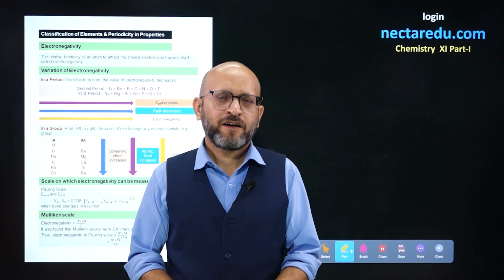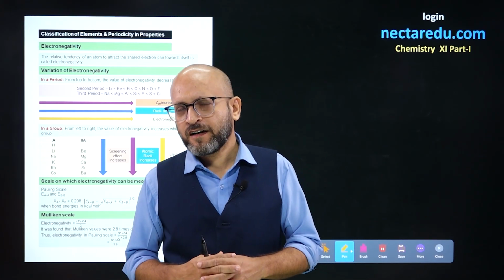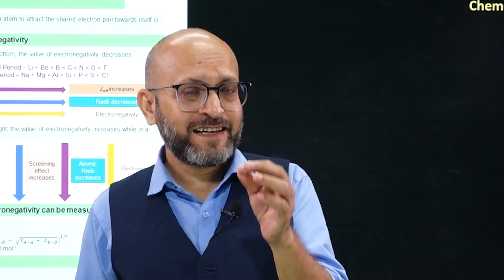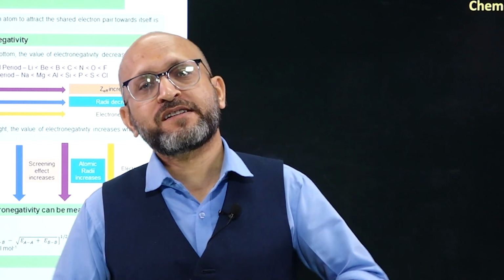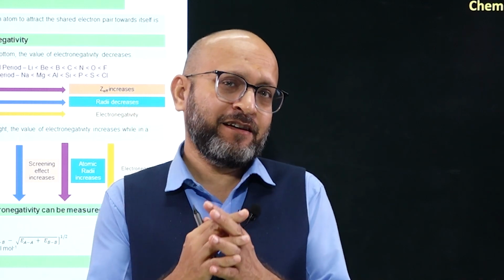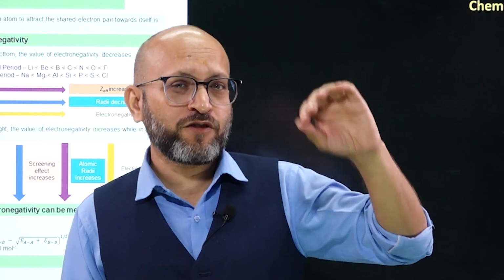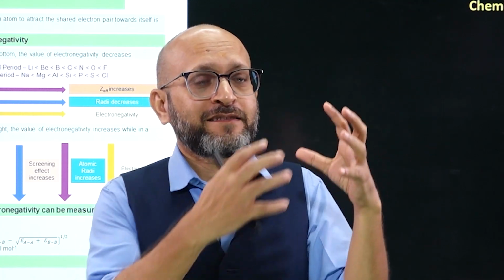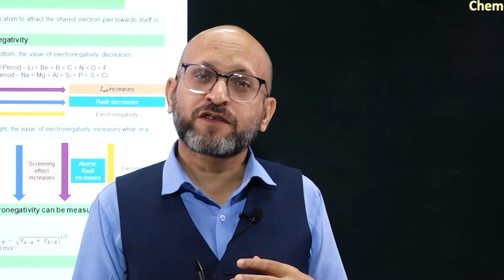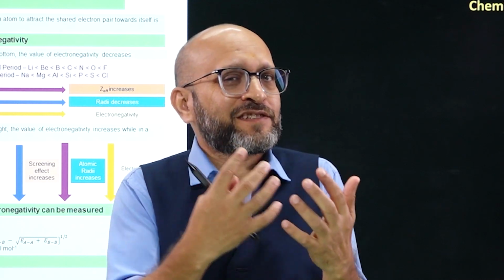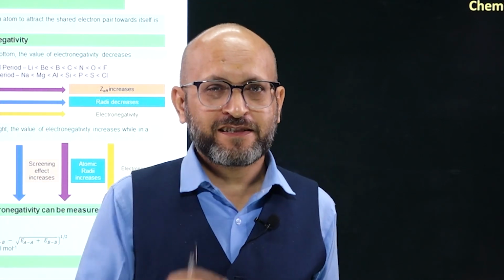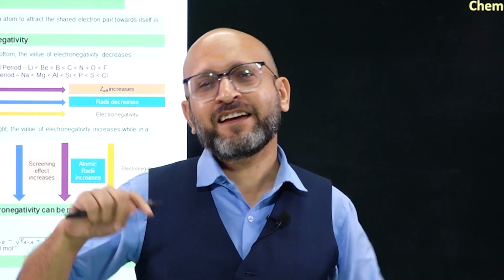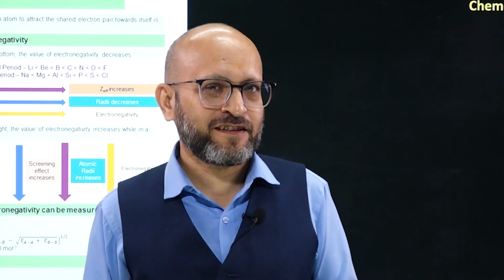Electronegativity. What is electronegativity? Electronegativity is the tendency of an atom to attract a shared pair of electrons towards itself. If we say the electronegativity of a certain atom is more, that means its attraction for the electron is more. It loves the electron more. And if we say the electronegativity of a certain element is less, that means it doesn't like electrons. It doesn't attract electrons.